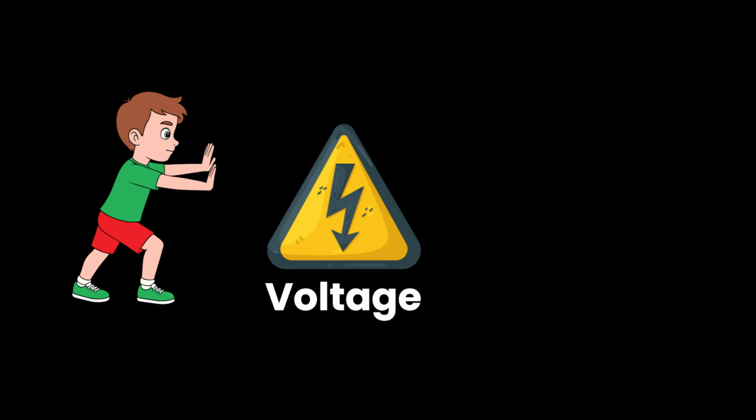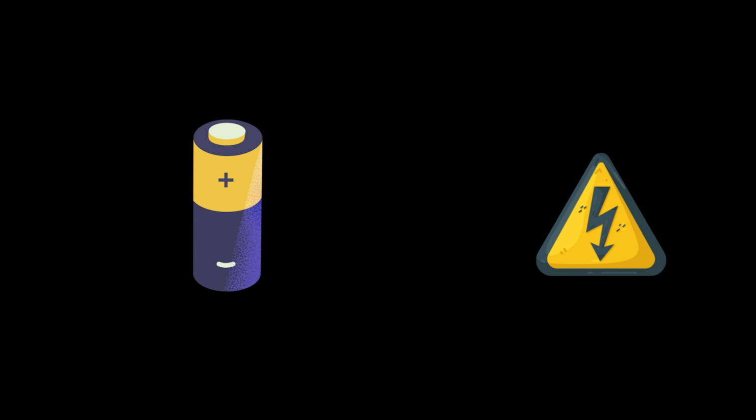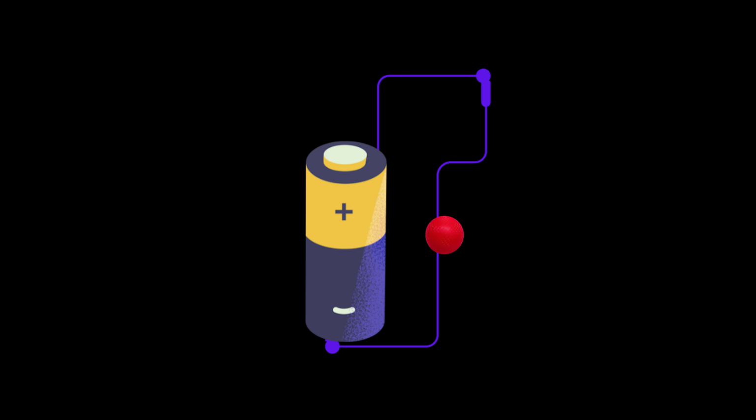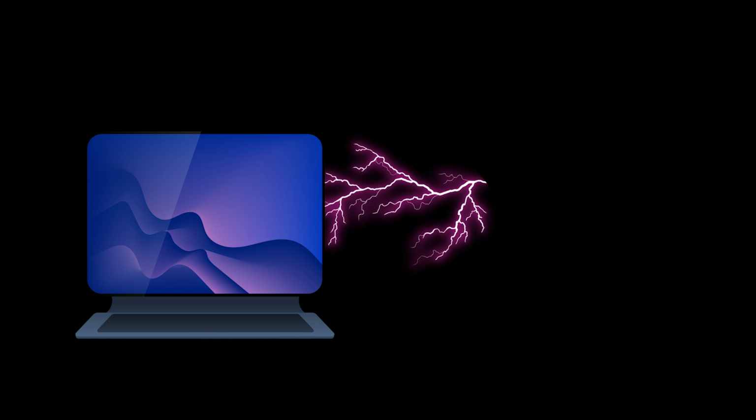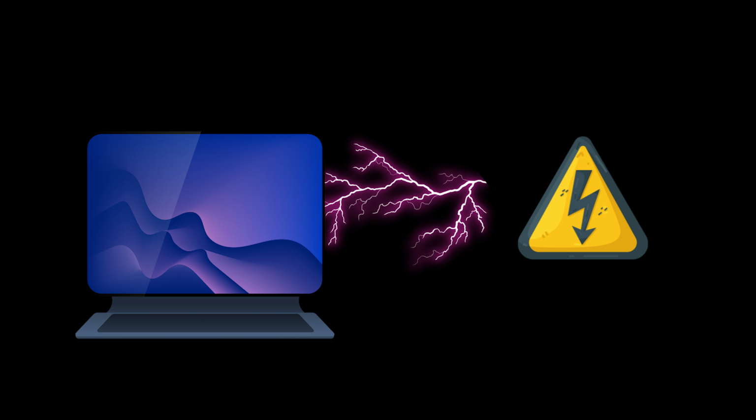So what pushes electrons? That push is called voltage. Voltage is electrical pressure, the force that drives electrons from one place to another. A battery creates voltage through chemical reactions. One side accumulates extra electrons, negative, and the other side loses electrons, positive. Connect them with a wire, and electrons flow from the negative side to the positive. That flow powers whatever is connected in between. Devices don't suck electricity. The voltage pushes it through.